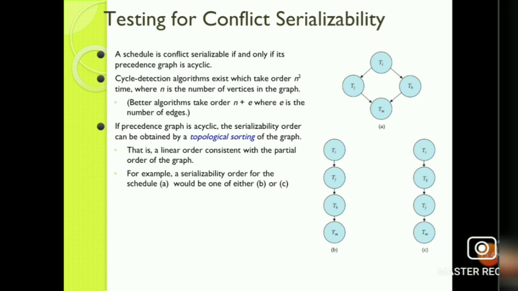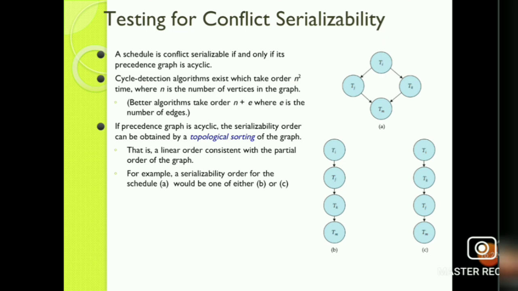So this is the process. First one, testing for conflict serializability. If the schedule is called conflict serializable. Okay. So if the precedence graph is acyclic, the serializability order can be obtained by drawing a topological sort of the graph. If there is a cycle, then we cannot serialize the schedule.